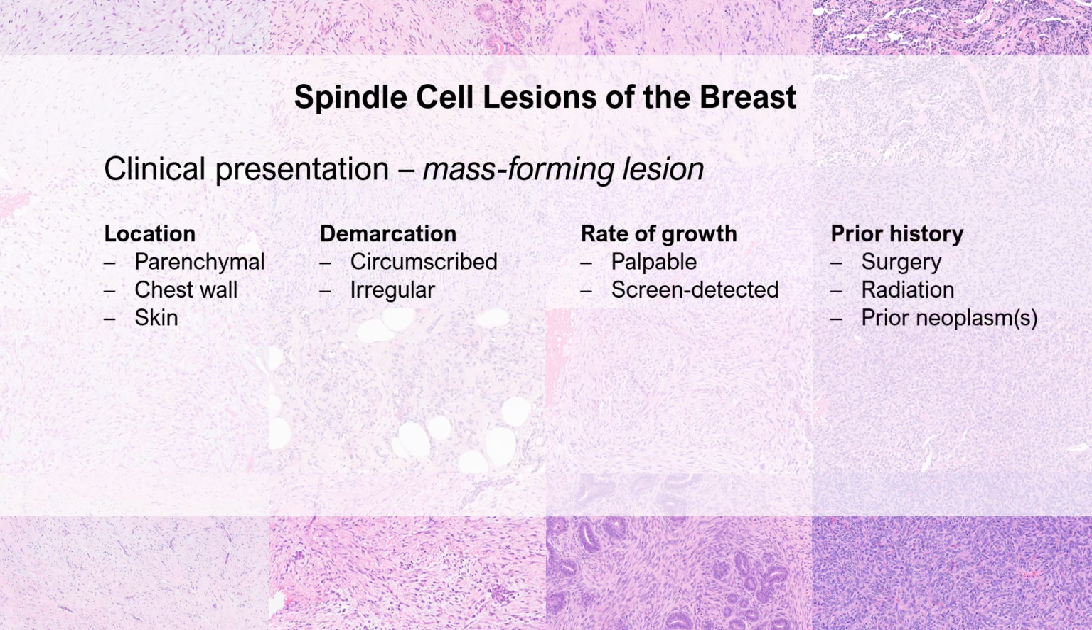Lastly, as is the case for really any sort of diagnostic evaluation, we need to contextualize the prior history. Of particular importance in the given diagnostic scenario are any prior history of surgery or radiation to this site, as well as any other history of other neoplasms in the breast. Alternatively, you can think about other neoplasms elsewhere, as the breast may be a site of metastatic spread.